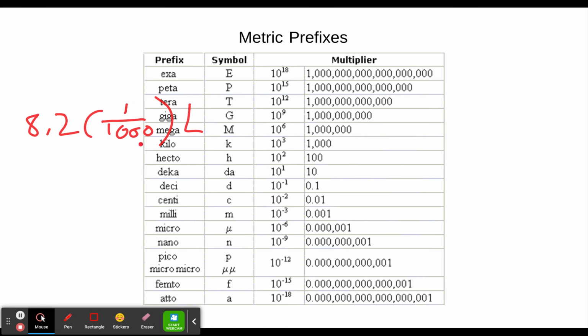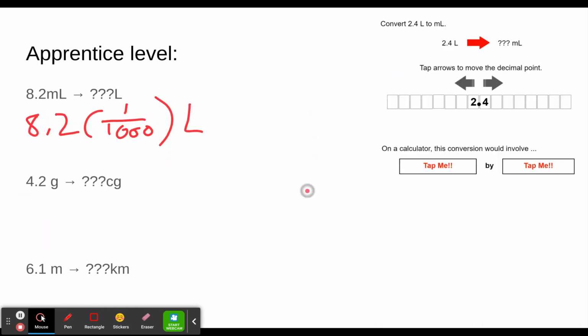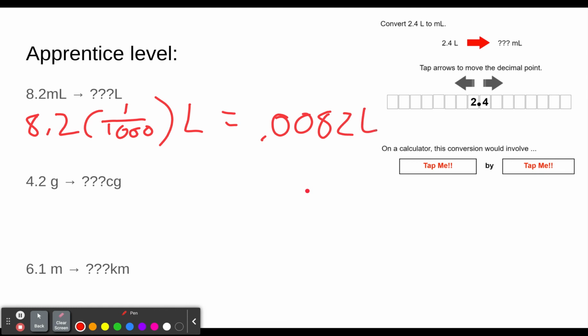All right, let's click back to the slide we were on. So if you do the math, you plug 8.2 divided by 1,000 into your calculator, because the 1,000 is in the denominator, and you get 0.0082 liters.